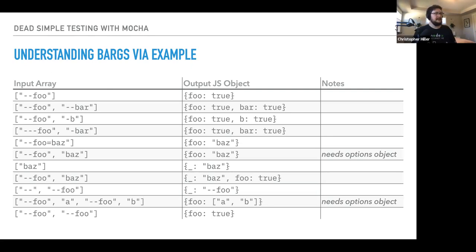Another thing is that by default, bargs works on process.argv.slice(2). And process.argv.slice(2) is essentially your command line options. The first and second elements of that process.argv array, you don't usually need. It's like the node executable and the script name. You just care about the stuff after it. And so it uses that by default, but you can give it an explicit array.